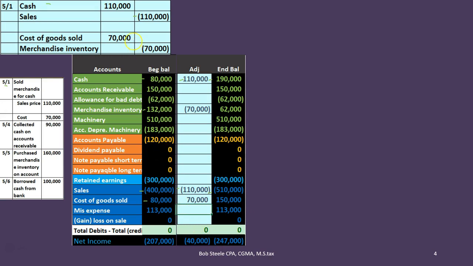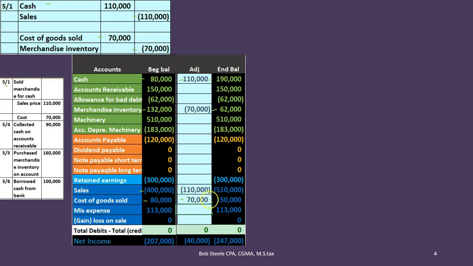On the inventory side, we had to reduce the inventory. Inventory has a debit balance. We did the opposite thing to it. We credited, making inventory go down. And then we had to expense through cost of goods sold the inventory through the use of it. So the cost of goods sold goes up like all expenses do. They pretty much always go up in the debit direction to the 150.